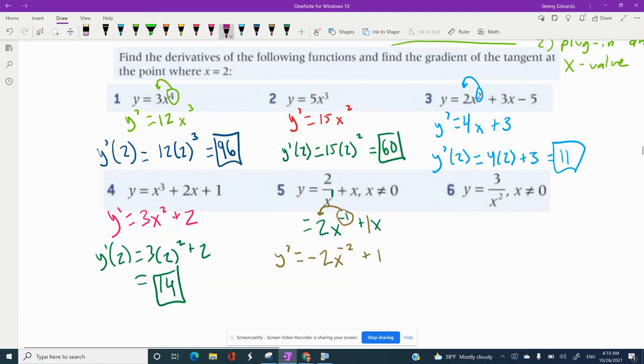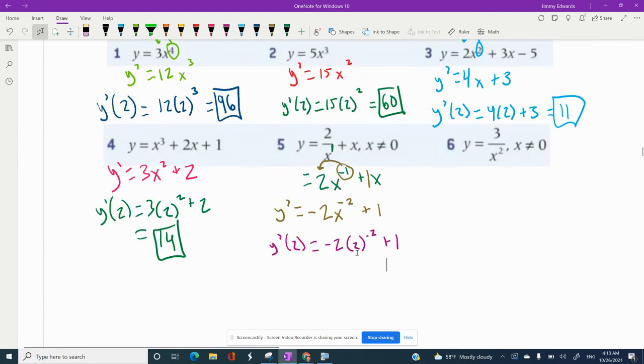Okay, so now we'll evaluate y prime of 2. That's negative 2 times 2 to the negative 2 plus 1. Well, what is that? 2 to the negative 2 is 1 over 2 squared, which is 1 over 4. So that's going to be negative 2 all over 4 plus 1. And that's going to be negative a half plus 1, which is positive a half. Now, you would have your graphing calculator to help you with any of that fraction work if you need it.